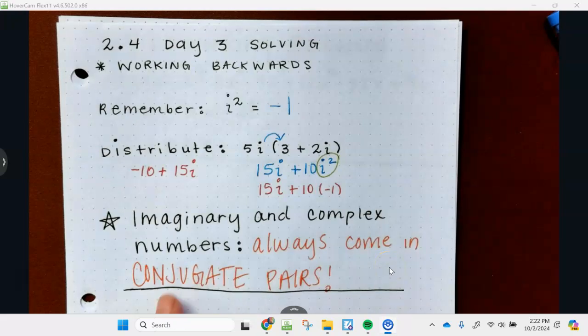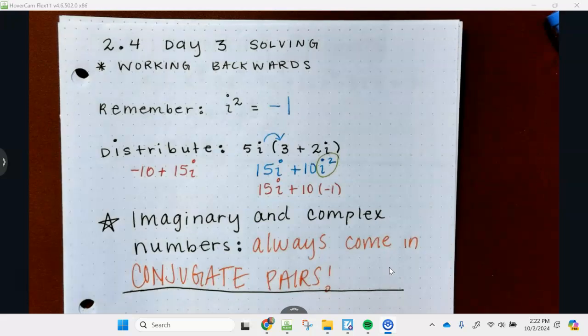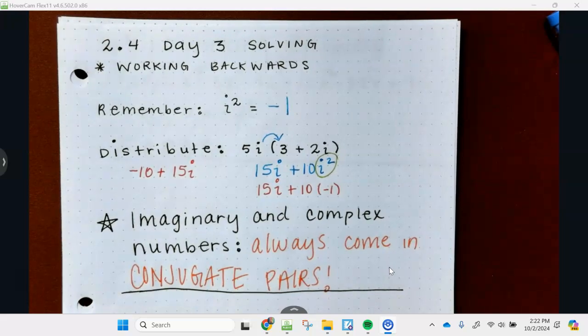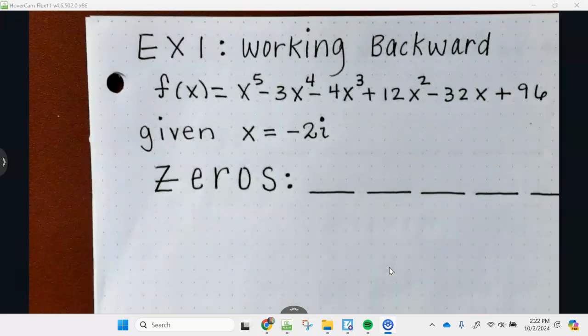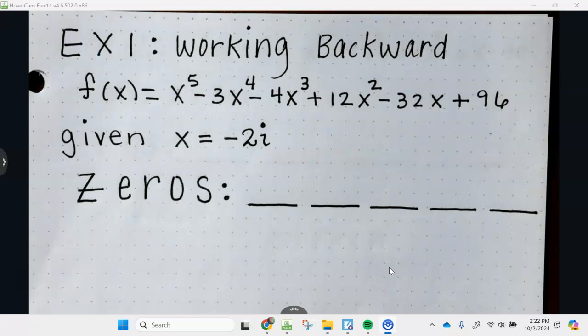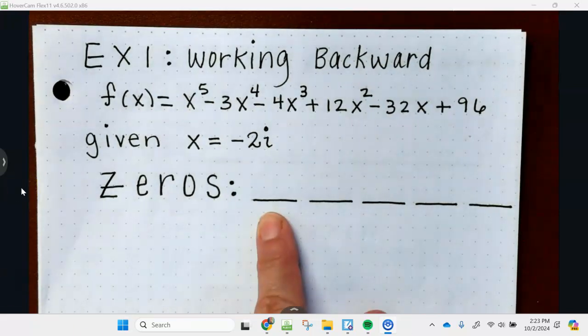They come in conjugate pairs because they came from a square root. And every time you square root something, you have a positive and a negative root from it. All right, will you please write down this example? I'm going to zoom in so that you see everything. And we are working the answers, the zeros.